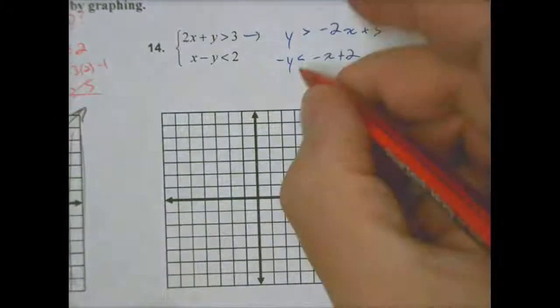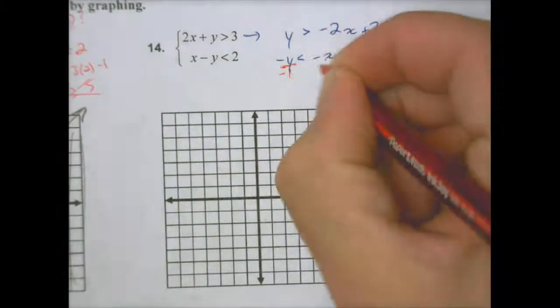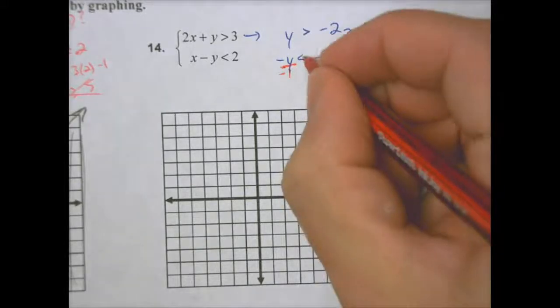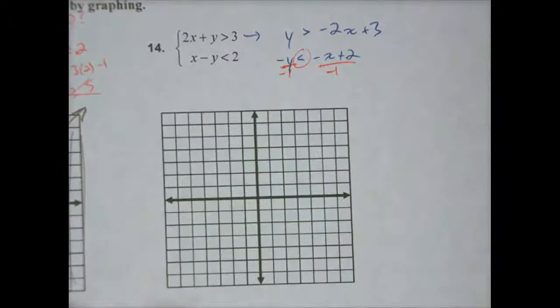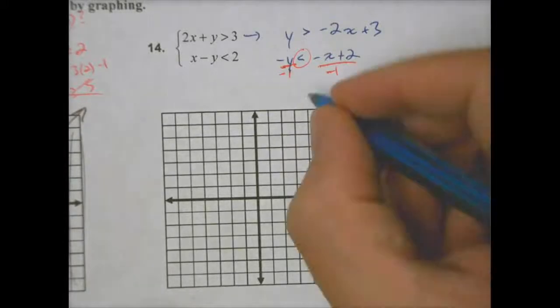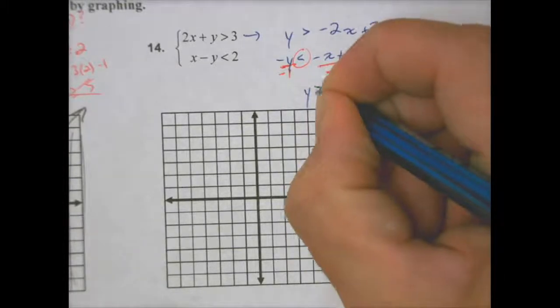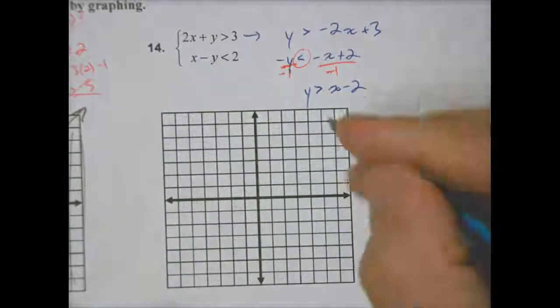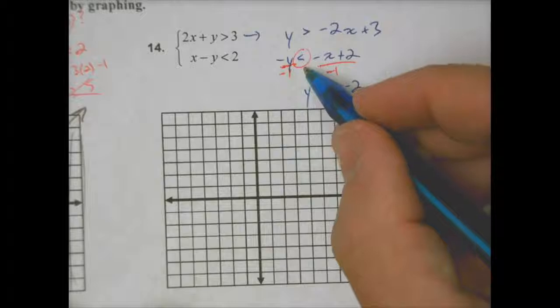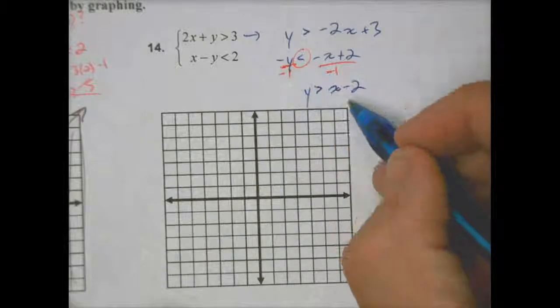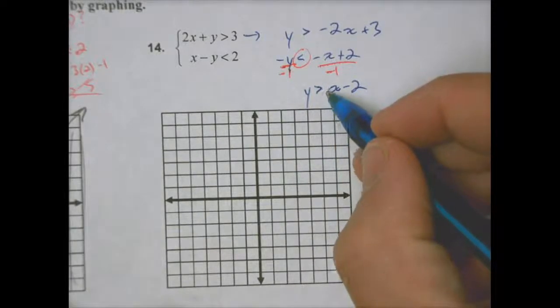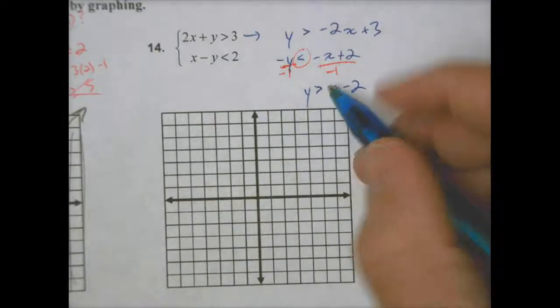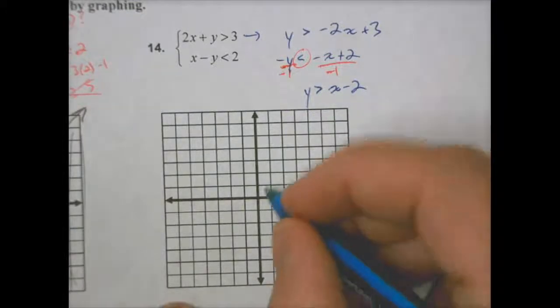Now this -y presents us an issue because we need to divide by -1. You also have to remember that anytime you multiply or divide an inequality by a negative number, it changes the direction of the sign. So this turns into y is greater than x minus 2. So anytime you multiply or divide by a negative number, change the way that the inequality is facing. Please, please, please. That's just a shortcut, a little trick for you.